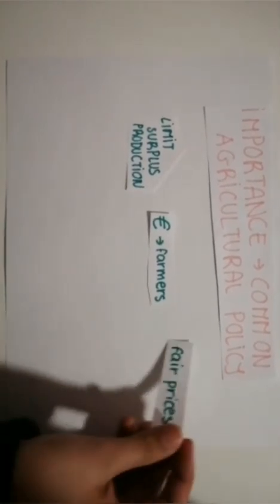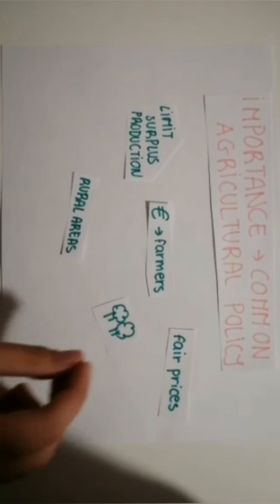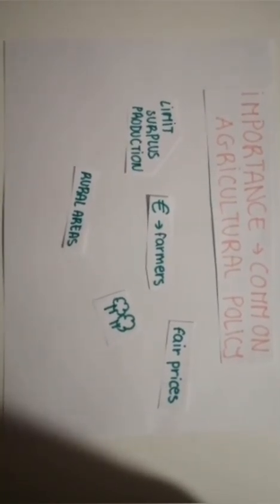The importance of the Common Agricultural Policy (CAP). Its main policies are to limit surplus production using for that production quotas, to establish compensatory payments for European farmers, to establish fair prices for farmers and consumers, to protect rural areas and support rural development, to promote an environmental agriculture through legislation and economic aids.